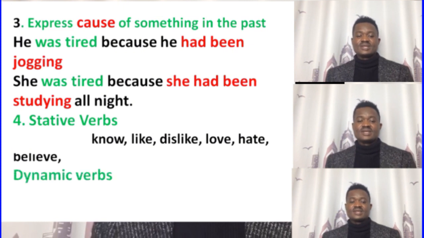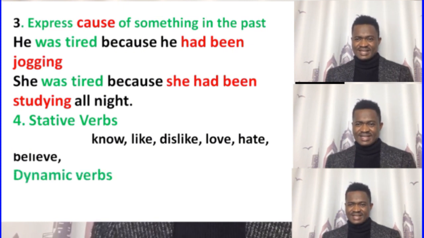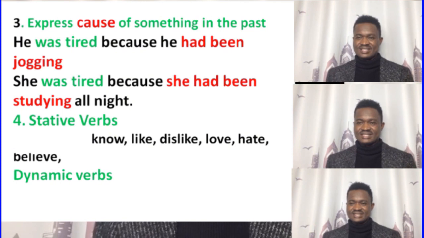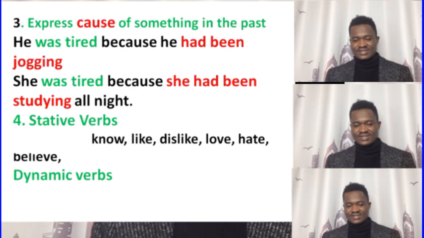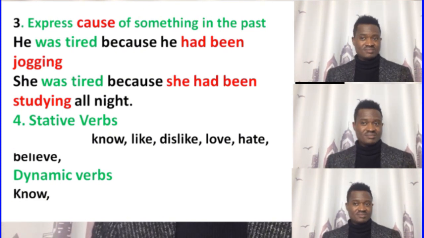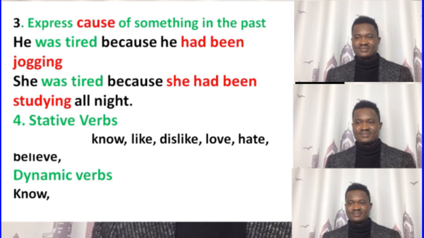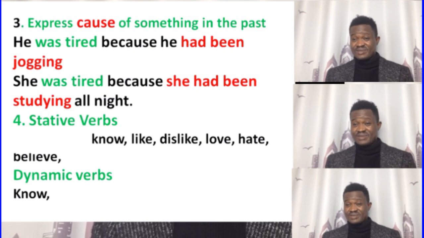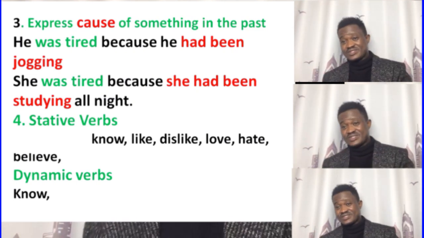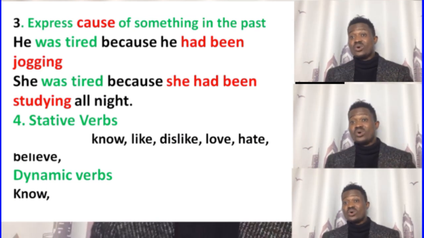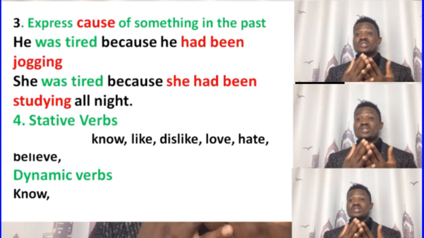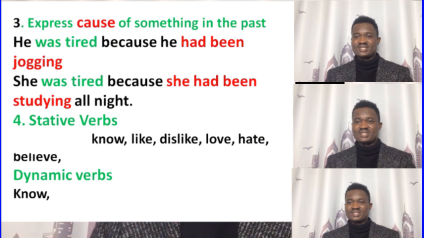All right, so let's talk about dynamic verbs. A dynamic verb can be stative or non-stative, action or non-action. Dynamic verbs like know. Know is a dynamic verb. It can be stative, it can be non-stative. Sometimes we use it by saying knowing, sometimes by saying know. It just depends on the meaning we change.